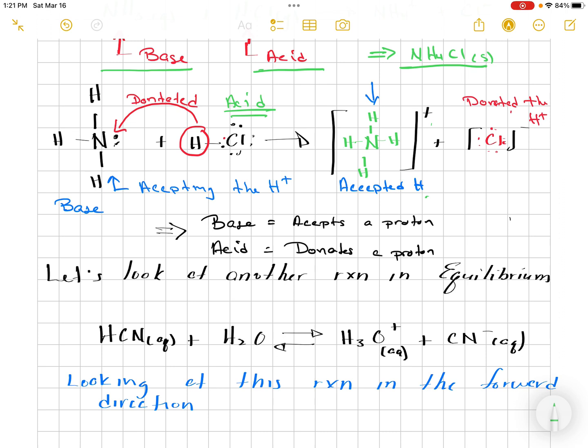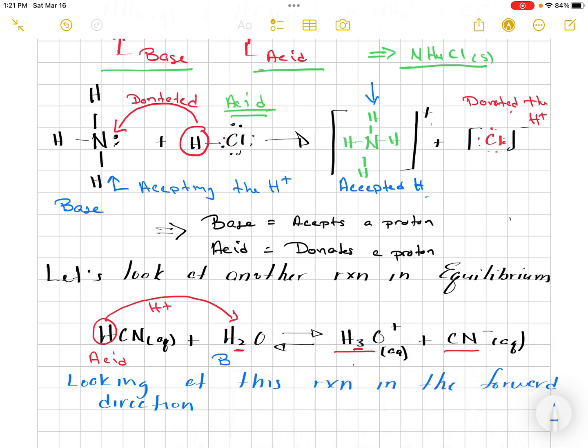Now, based on the products, and I'm looking at the products on this side here, I can see which one clearly donated and which one clearly accepted. So I can see that this guy, the hydrogen cyanide, is donating its hydrogen here. And I know that because if you look at water, it goes from having an H2O to an H3O. So the hydrogen, and that's supposed to be an H plus, is being donated to the water. So this guy is behaving as a Brønsted-Lowry acid, and this guy is behaving as a Brønsted-Lowry base.